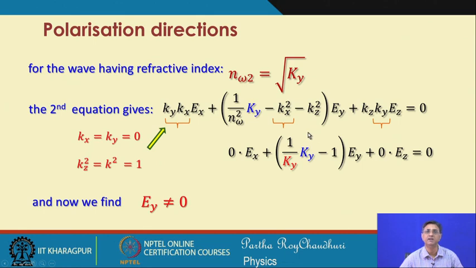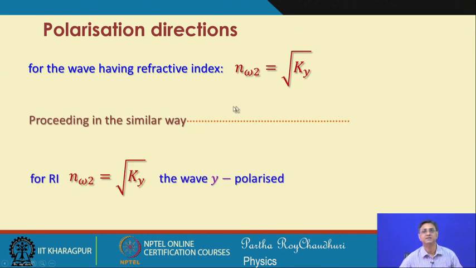It simply means that this quantity 1 minus 1, which is equal to 0, into E y equal to 0, that means E y can be non-zero. We can use the refractive index value in the other two equations, that is equation 1 and equation 2, to identify that in such a situation it is only E y that is not equal to 0, but E x and E z are equal to 0.